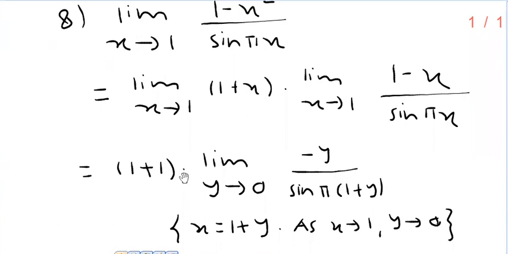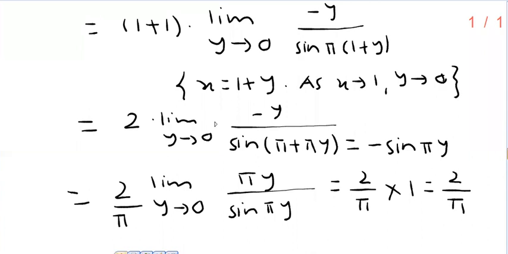So this is 2 into limit y tends to 0. What is 1 minus x? If x is 1 plus y, 1 minus x is minus y upon sine of pi into 1 plus y. Now this angle is actually sine of which angle? Pi plus pi y. Sine of pi plus theta is nothing but minus sine theta. Simplify. So it is 2 times limit y tends to 0 minus y upon sine of pi plus pi y, which is minus sine of pi y. Okay. Now minus minus plus.